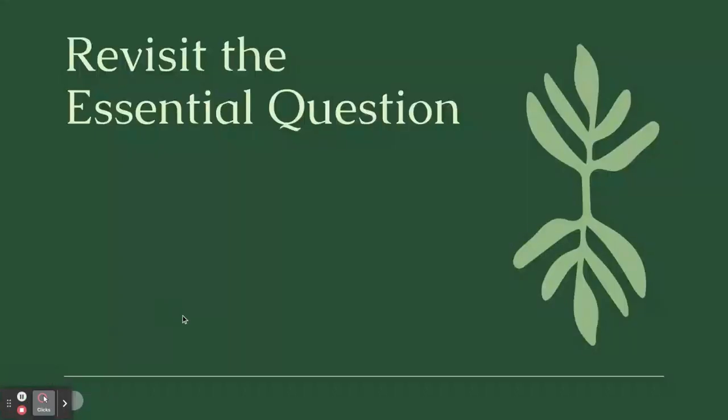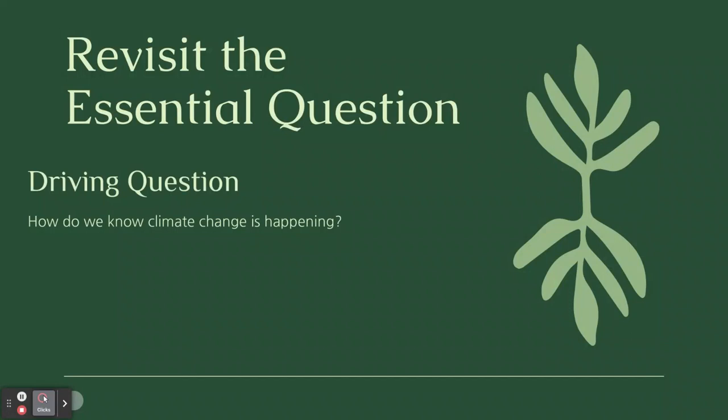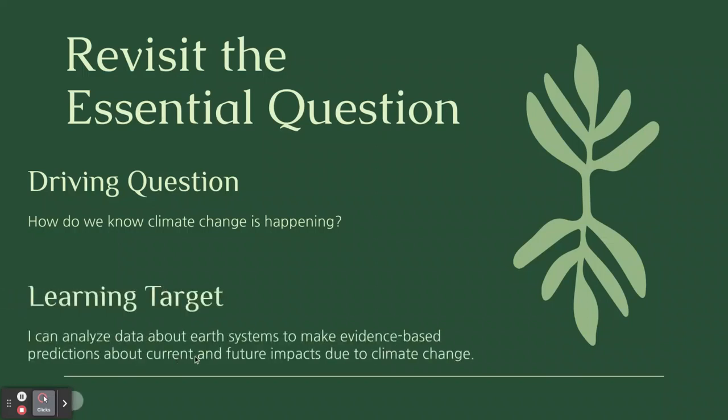All right, so revisiting the essential question. Our driving question is, how do we know climate change is happening? And your job is to answer that by analyzing data about Earth systems to make evidence-based predictions about current and future impacts due to climate change. So by doing this, you will be able to answer this driving question for one piece of evidence. By itself, it's not a very good answer, but once we stack everybody's responses together, we should have a pretty clear understanding of how we know that climate change is happening.